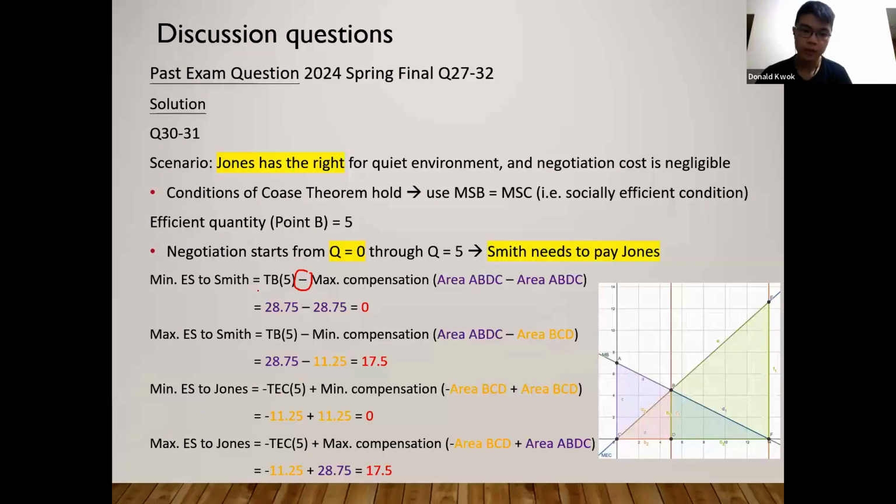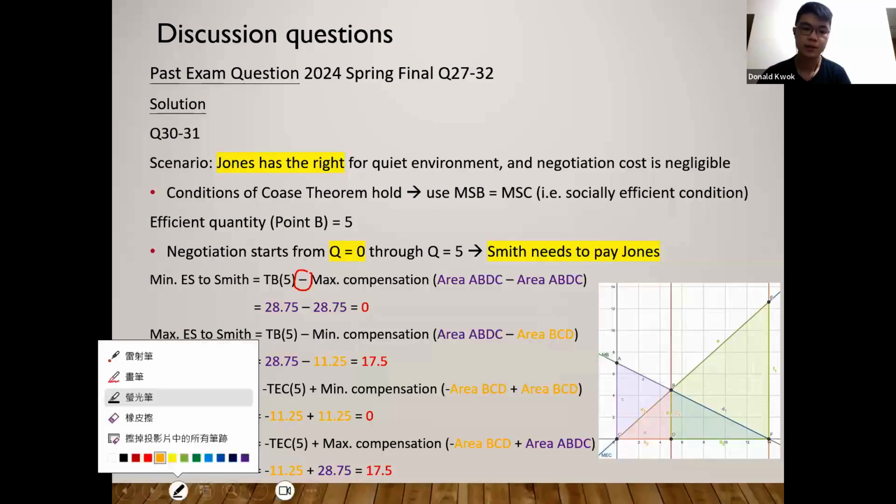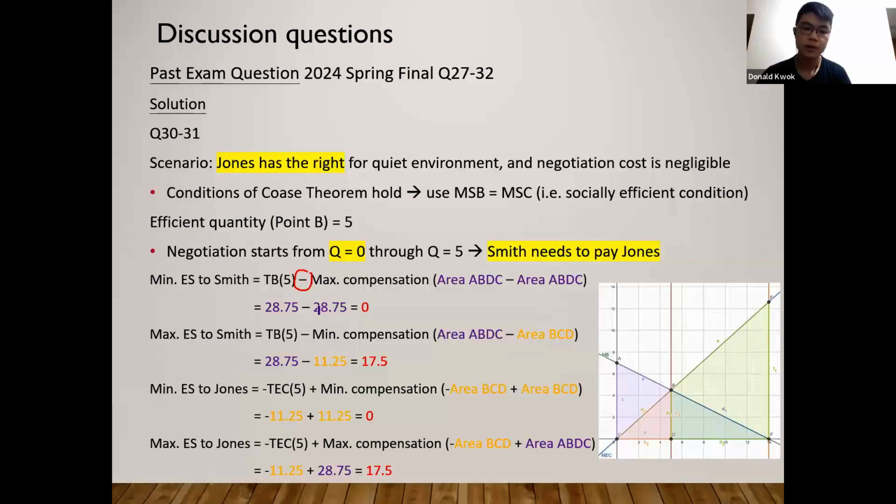Okay, so for the total benefit part, it is the same purple trapezium that I just explained in the previous slide. While the maximum compensation is constrained by this purple trapezium as well, because this purple trapezium can also be interpreted as the total benefit of listening to 5 hours of loud music. If the compensation is even greater than this purple trapezium, then Smith would just choose not to listen to any music. So this means the compensation is at most this purple trapezium.